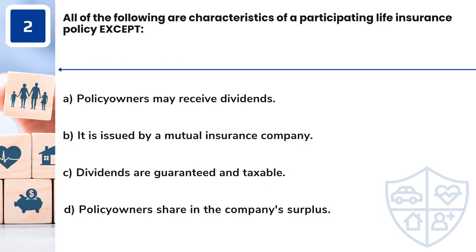Question 2. All of the following are characteristics of a participating life insurance policy except: A. Policy owners may receive dividends. B. It is issued by a mutual insurance company. C. Dividends are guaranteed and taxable. D. Policy owners share in the company's surplus.